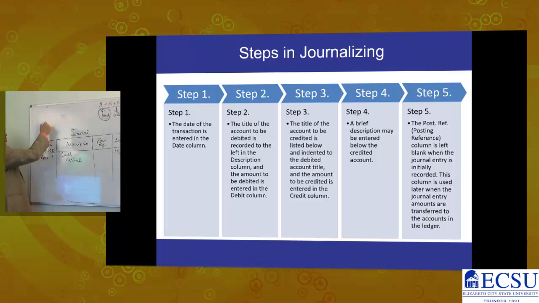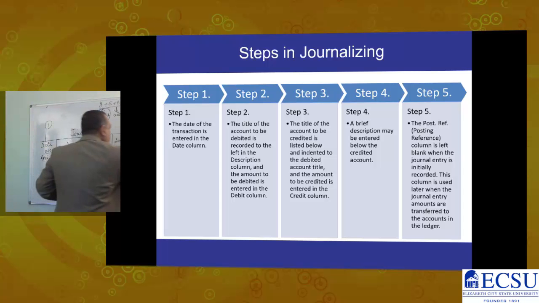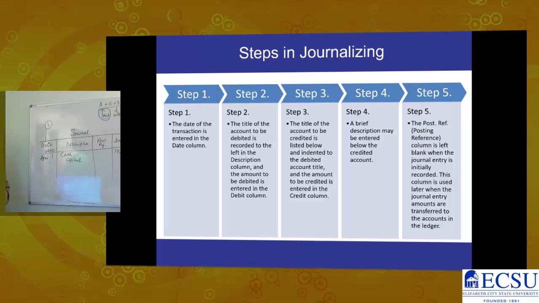So this was your step number 1. Step number 2 was this one, and step number 3 was this one. That is, you had a credit account. Then we do a brief description here, so that is your step number 4. That is, let's say, owner's contribution to start the business. Now, in the present times, it has become redundant because we do computerized accounting, so it's easier to track why this journal was made. That's why we don't really enforce it. But when you're talking of a journal, this is one part. This is your narration, step number 4.